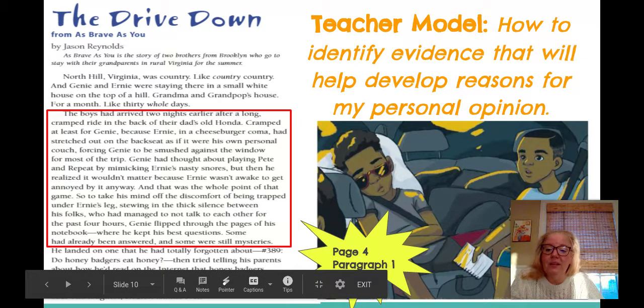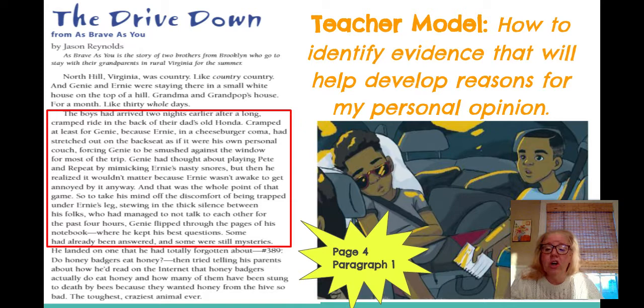The boys had arrived 2 nights earlier after a long, cramped ride in the back of their dad's old Honda. Cramped, at least for Jeannie, because Ernie, in a cheeseburger coma, had stretched out on the back seat as if it were his own personal couch, forcing Jeannie to be smushed against the window for most of the trip. Jeannie had thought about playing Pete and repeat by mimicking Ernie's nasty snores. But then he realized it wouldn't matter because Ernie wasn't awake to get annoyed by it anyway. And that was the whole point of the game.